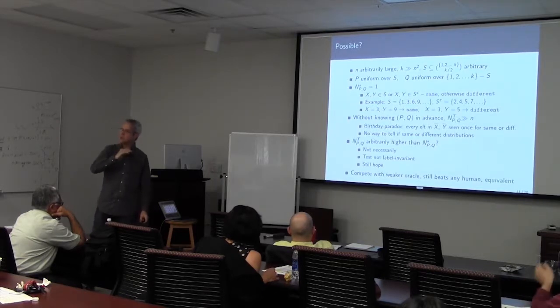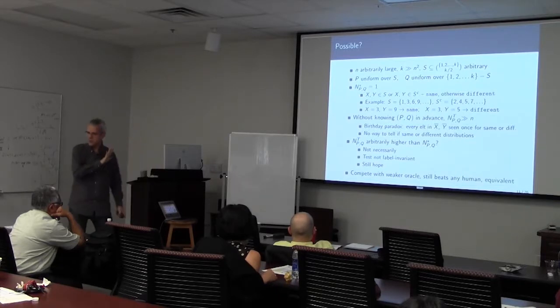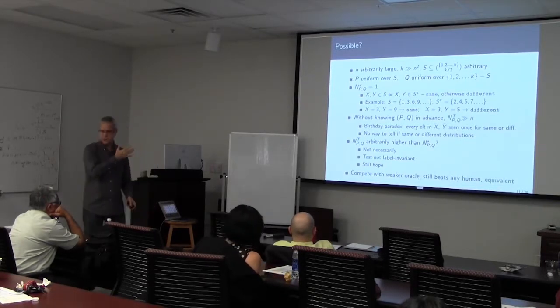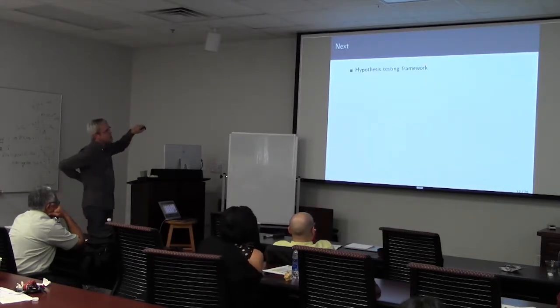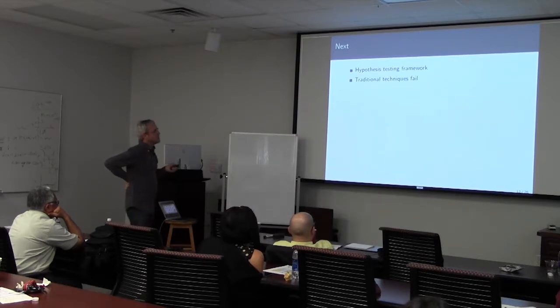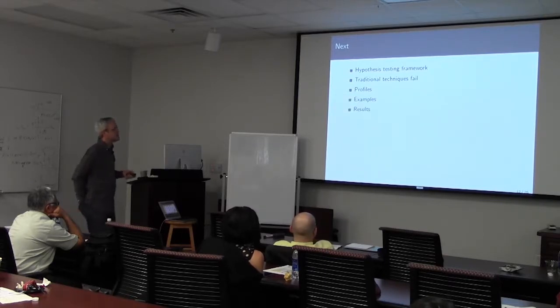So we're just going to say we compete with someone who knows more than they should, but not that much. So we'll give them some information about the distribution, but not all the information about the distribution. Okay, so what we want to do is look at the hypothesis testing framework and show that traditional techniques fail for this problem, and then talk about what we call profiles, and then some examples and results.